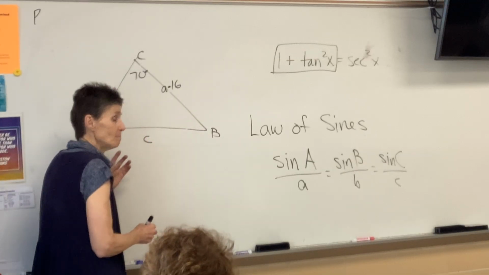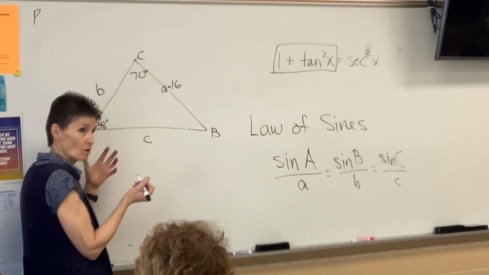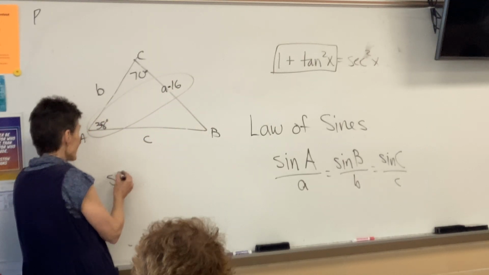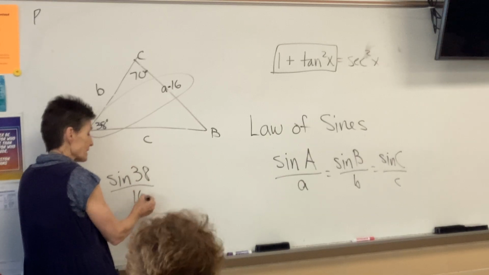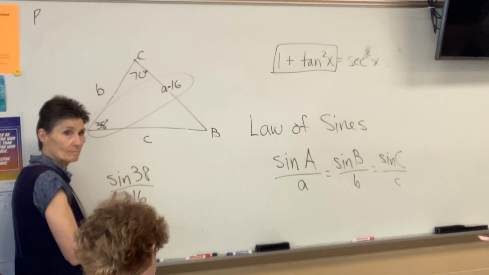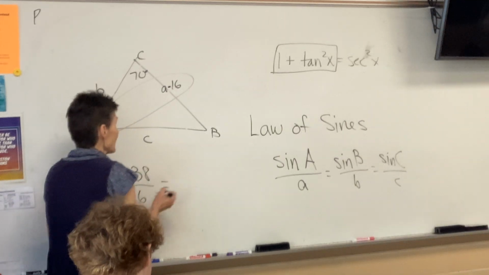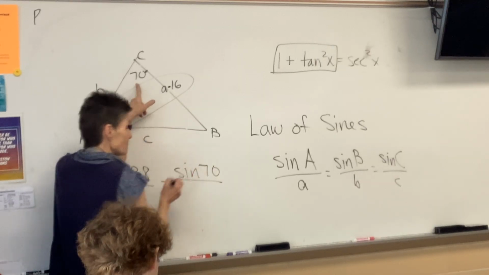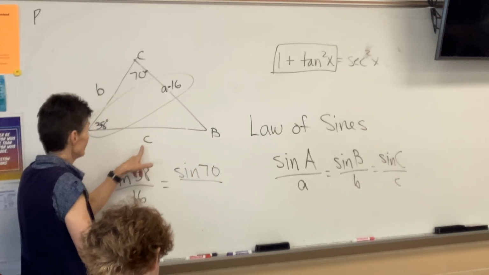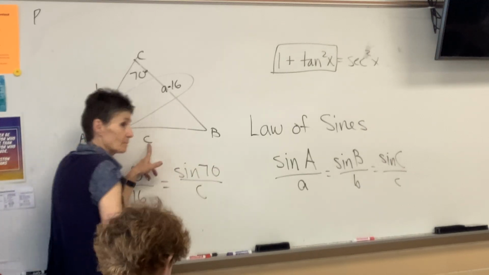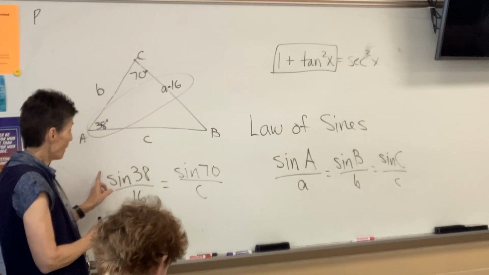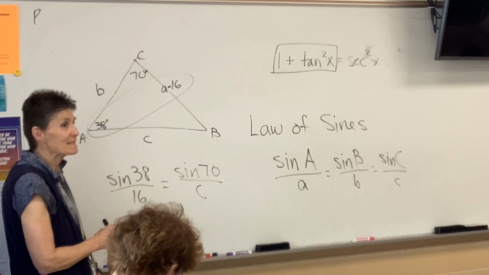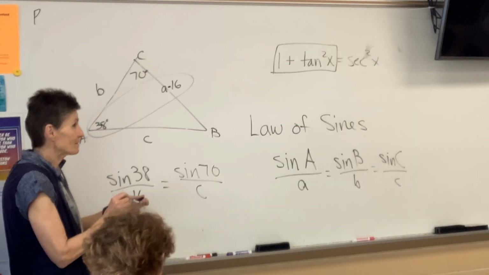So in this problem, can you see how we can start setting up the law of sines? Look right here. Can't I say sine 38 over 16? What am I going to set that equal to? Sine 70 over, see? And I'm going to stop right there. I'm going to cross multiply, divide, and get my answer. It's going to be that easy, okay? But we don't have time to do that.